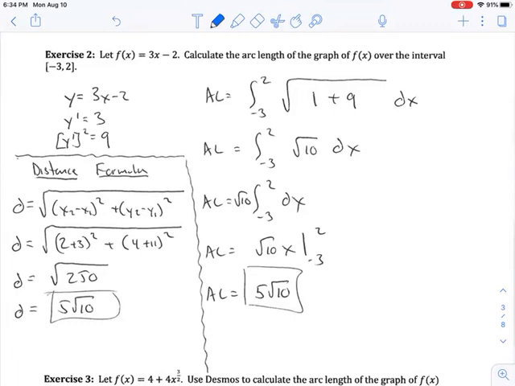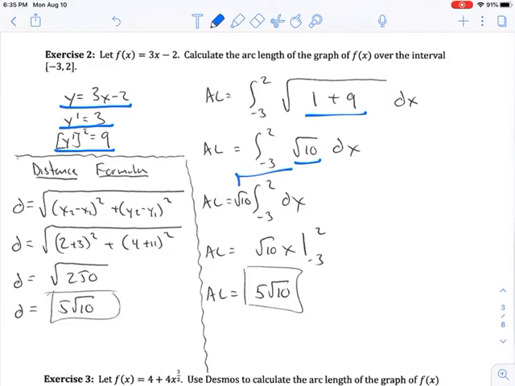So going through the steps, like I said I always do, here's my function. Here's the derivative of the function. Derivative of 3x minus 2 is just 3. And squaring both sides, we get 9. Putting that into my formula, we have 1 plus f prime of x squared. 1 plus 9 is 10. And so that's just a constant, so that can come out in front.